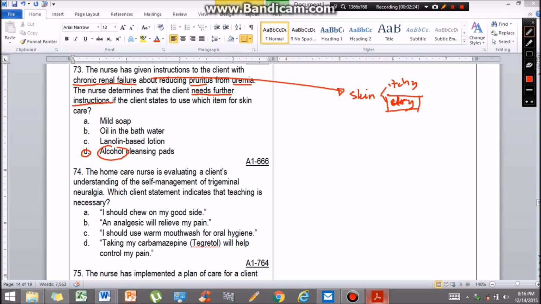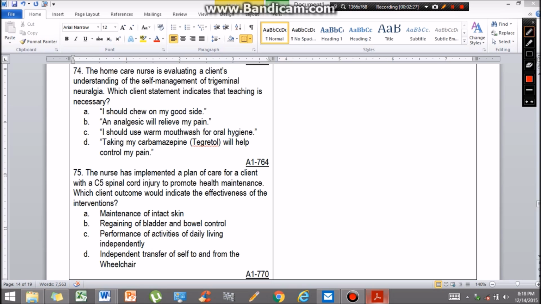Next, number 74. The home care nurse is evaluating a client's understanding of the self-management of trigeminal neuralgia. History of your client, trigeminal neuralgia. Which statement indicates that teaching is necessary? We're looking for something that is negative. A. I should chew on my good side. That is a positive. That is recommended for clients who have trigeminal neuralgia.